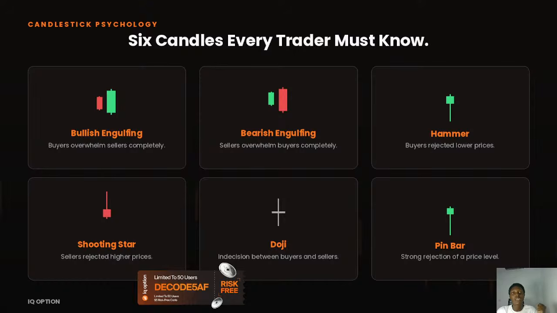So hammer, bullish momentum or bullish market. Shooting star, bearish momentum or bearish market. Now the next one is the doji. Just like the name sounds, it is actually something like that. The market open and close, between the opening and the closing, looks almost identical. You can't differentiate the opening and the closing. It is just a tiny, small, little body, just like you can see on the screen.